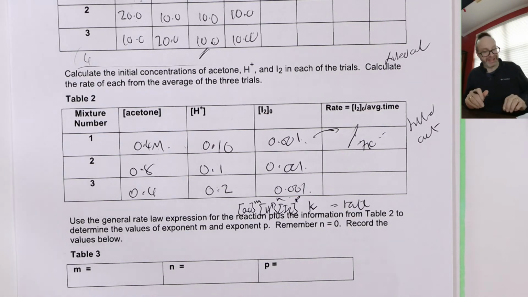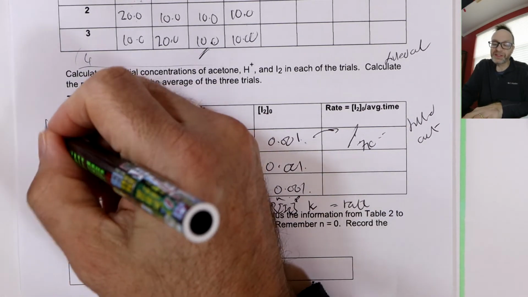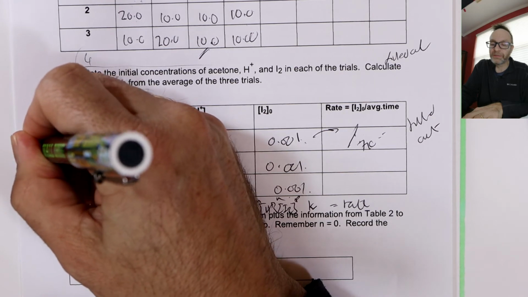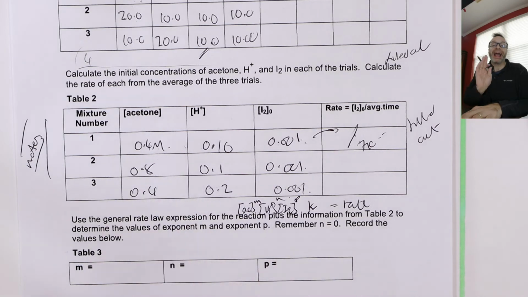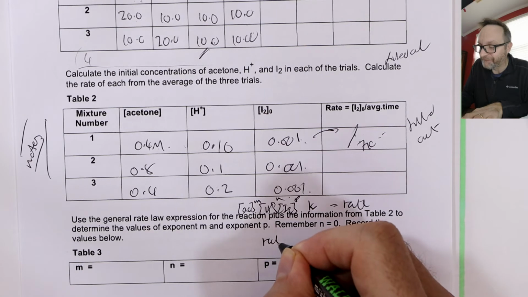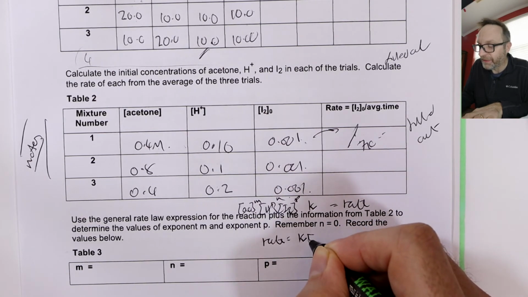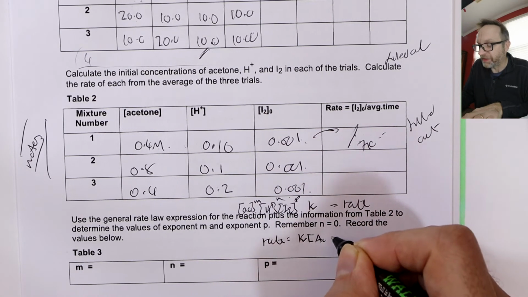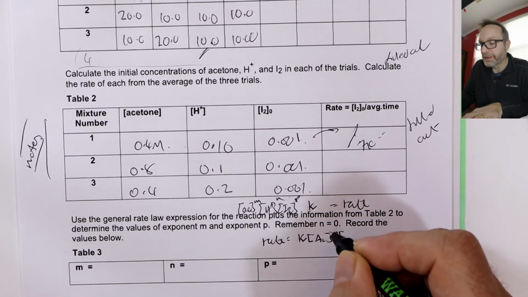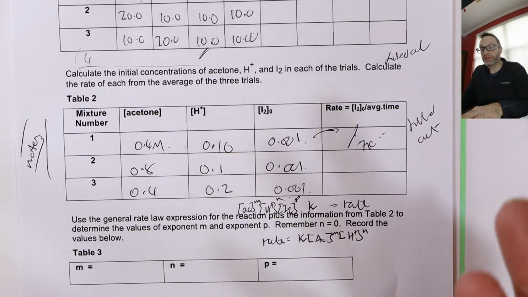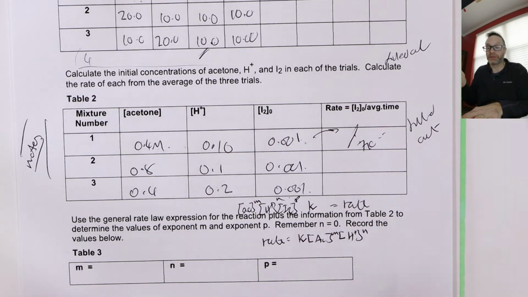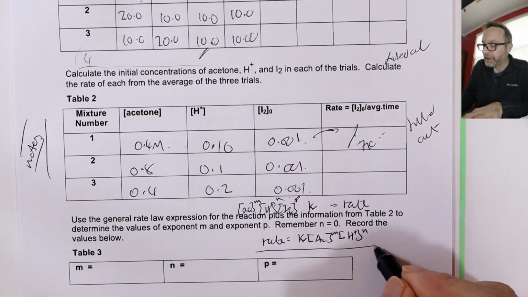Now, you've got to be super careful, right? Once you have this, this looks exactly like your notes now, right? However, very, very important, right? So if I go down here, let me write out rate equals k, just put AC for acetone, H plus. And then because iodine is zero order, I don't have to write it. It's I to the 0, which is 1, right? Okay. So there's my rate equation.